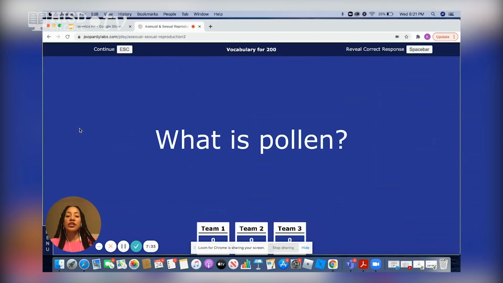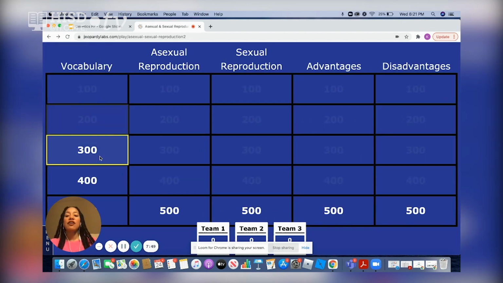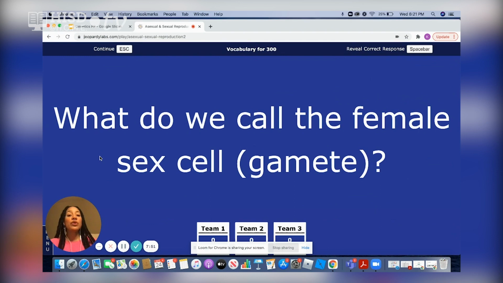Vocabulary for 200. What is pollen? Correct again. Pollen is a sticky powder found in flowers used to pollinate flowers. Vocabulary for 300. What do we call the female sex cell?